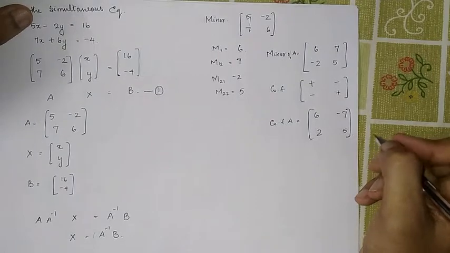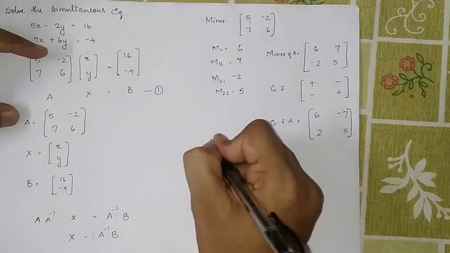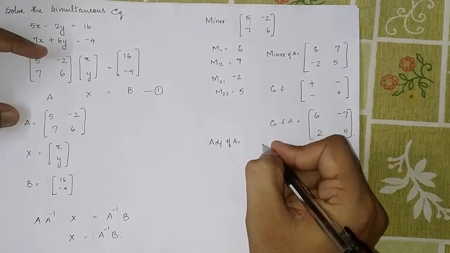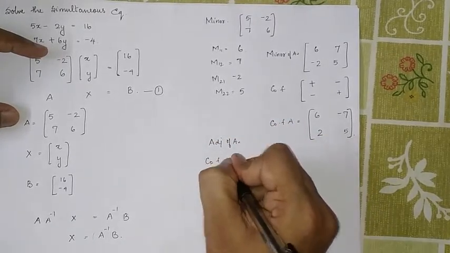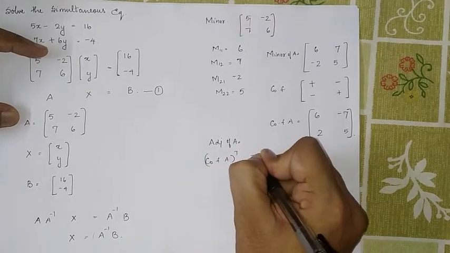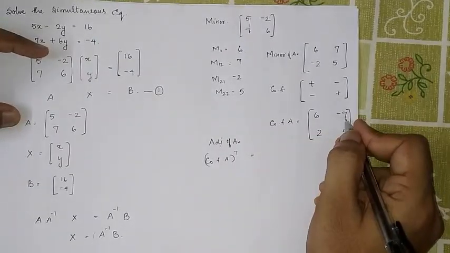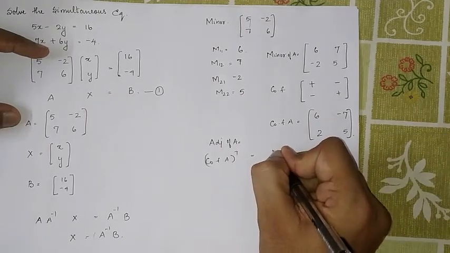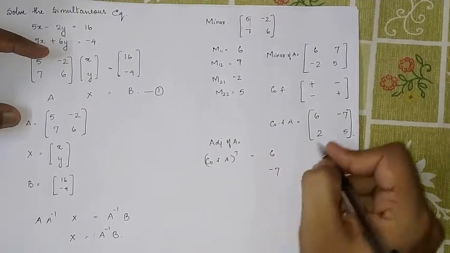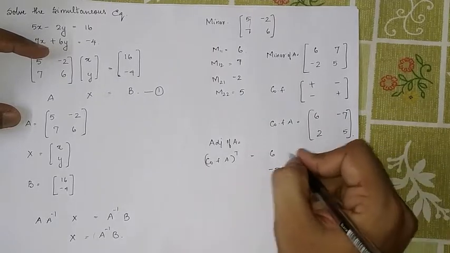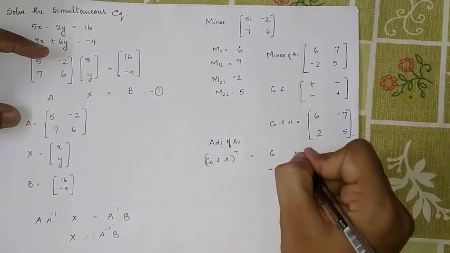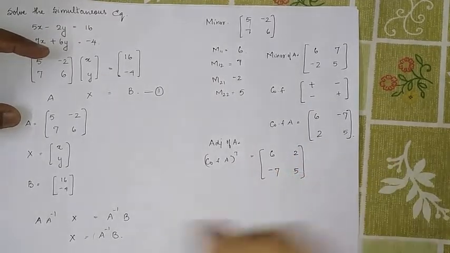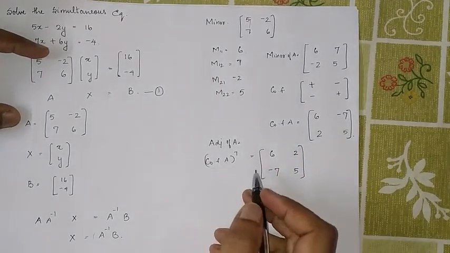Once the cofactor matrix is done, you have to find the adjoint. Adjoint of A is equal to the transpose of the cofactor of A. In the transpose, every row will become a column. So the first row becomes 6, minus 7 as a column, and the second row, 2, 5, becomes a column like this. So this is the adjoint of A.